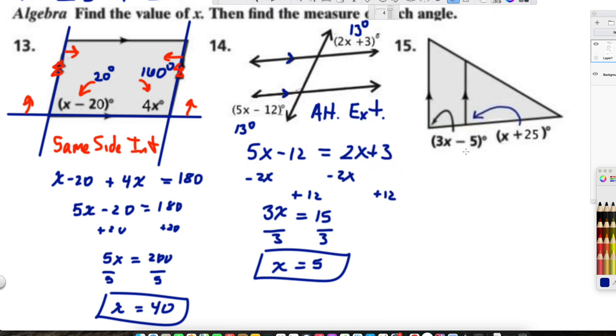Last one. I've got two parallel lines here. And this bottom part of our triangle acts as a transversal. So these two angles are in the same relative position. These are our corresponding angles. Corresponding angles are congruent. So we set them equal.